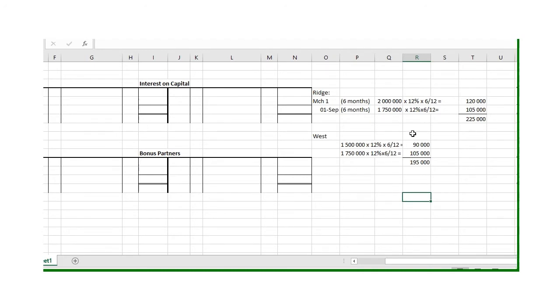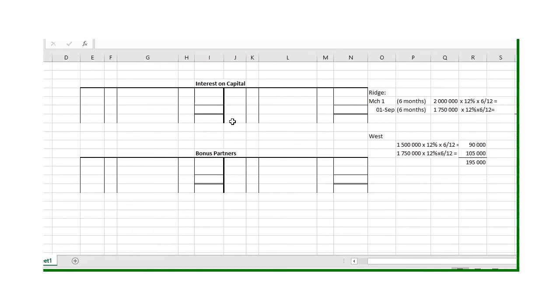Now, if we give them interest, it doesn't mean that they are receiving it. They're just entitled to it. So they haven't taken it yet. They can if they want to. But first of all, we're going to record it in the interest on capital account.